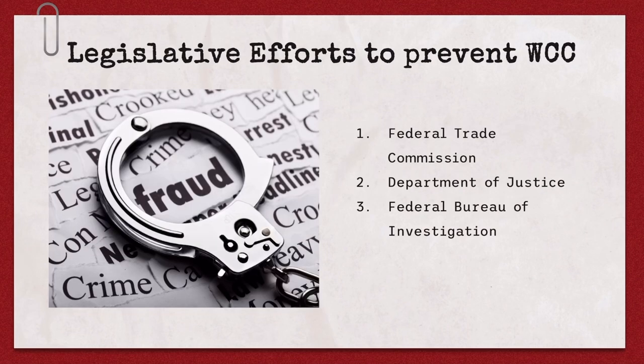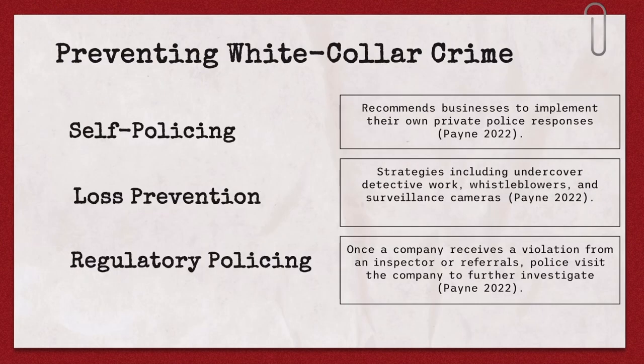White-collar crime is greatly overseen by many agencies, including the Federal Trade Commission, Department of Justice, and the FBI. These legislative branches ensure that the policies and regulations are being met to prevent white-collar crime in a business entity. In order to prevent white-collar crime, self-policing, loss prevention strategies, and regulatory policing are important.